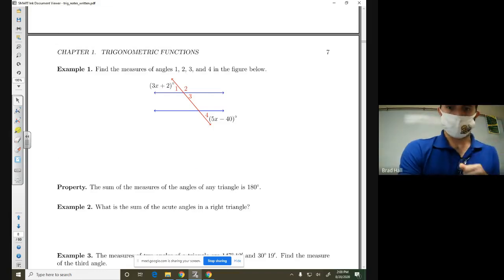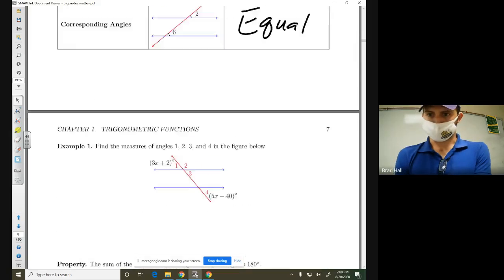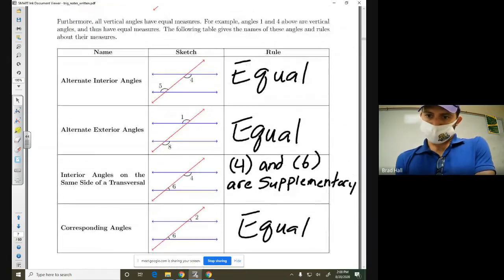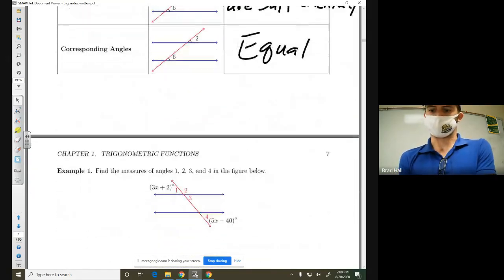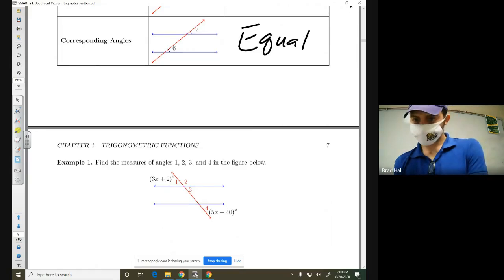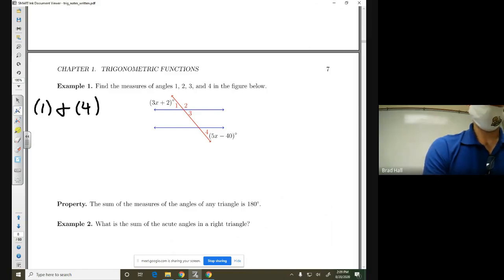But that positioning in example 1 between 1 and 4, so if we scroll back up right quick, 1 and 4 are examples of corresponding angles. It may not seem like it, but they are in fact corresponding angles. It's just not positioned in the specific manner, but they really are corresponding angles. So, as such, since they are corresponding, then we know that 1 and 4 are equal.